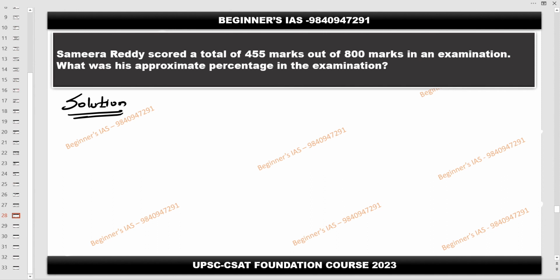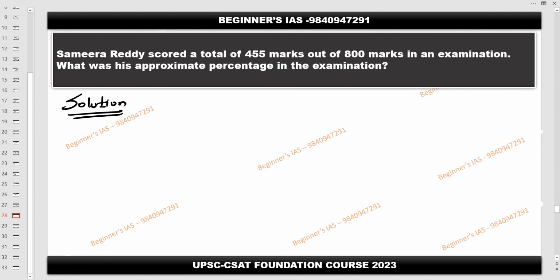Samira Reddy scored a total of 455 marks out of 800 in an examination. What was the percentage? I will change here. With the name, the blood relation concept also applies here. With the name, you should not fix an identity. Is Samira Reddy a boy or a girl according to the question? A boy.